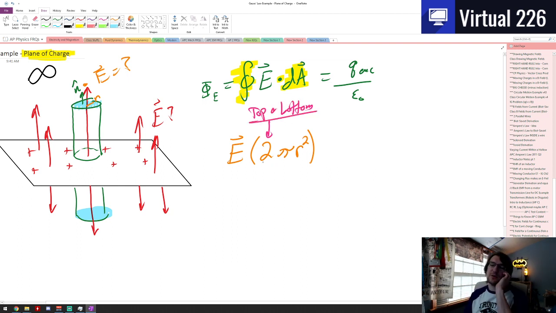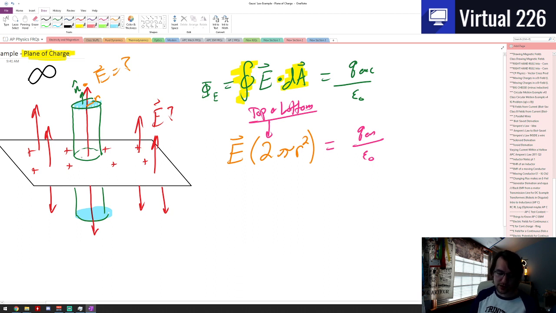Sometimes students actually just write this as 2 pi r, but remember 2 pi r is a circumference. It's like the length of your circle. This is really just pi r squared in area times 2 for the top and the bottom. And that's going to equal some charge enclosed divided by epsilon naught.